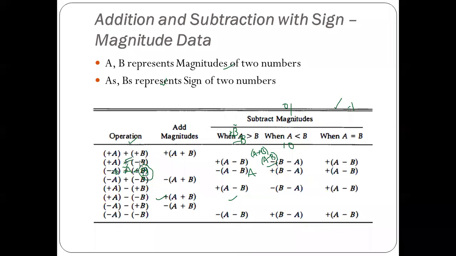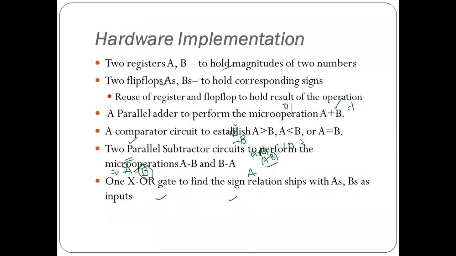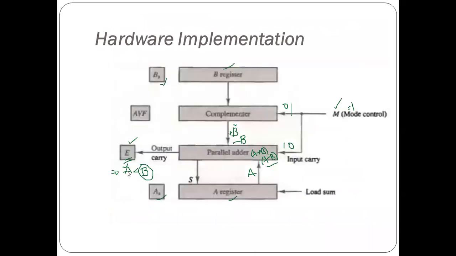So when the signs are opposite, then only I wish to perform subtraction operation. The sign of the result is the sign of B when A is lesser than B. For this condition, I will achieve E as 0. So it is nothing but the complement of the sign of A. Result is saved.